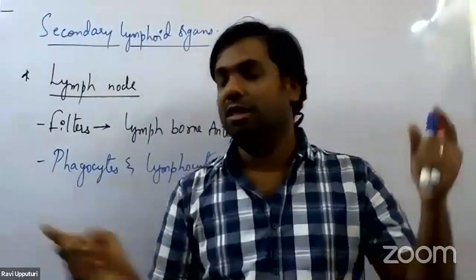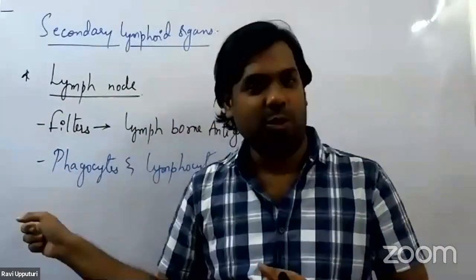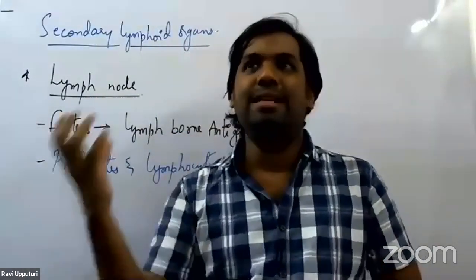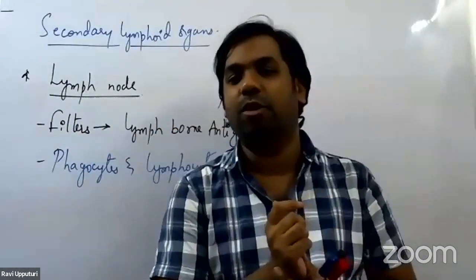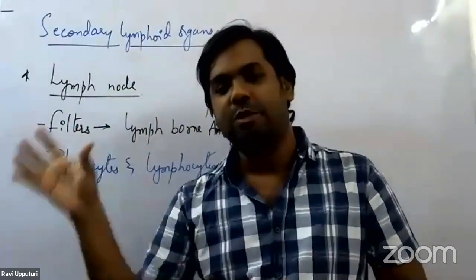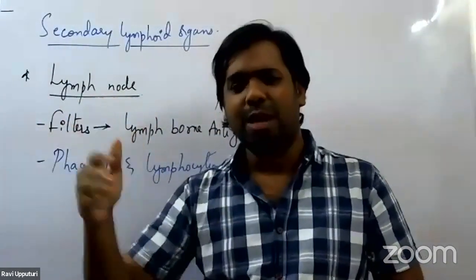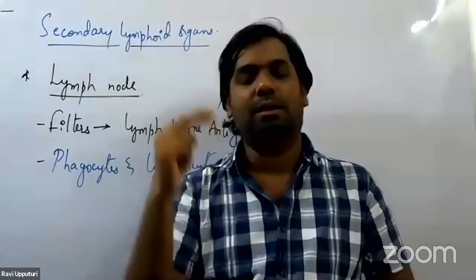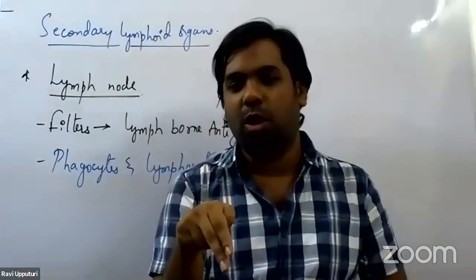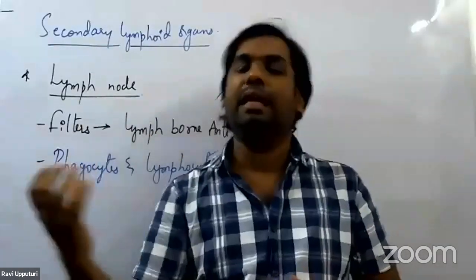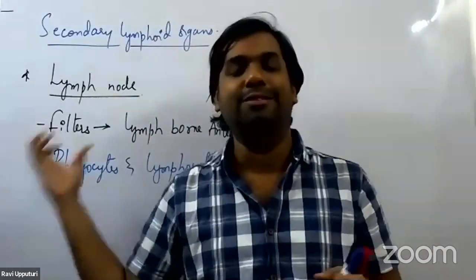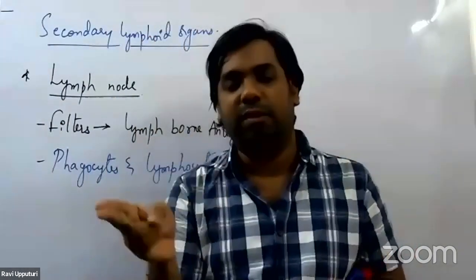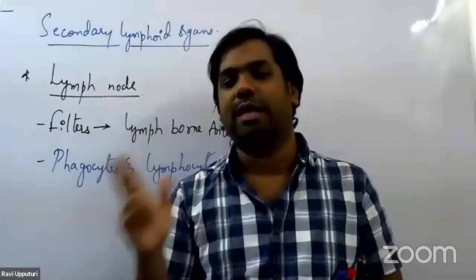What would happen? Since phagocytes are already there, APCs are already there, the APCs will first recognize the antigen. Once the APCs have recognized the antigen, then what would happen? The APCs would now start processing the antigens. Once they process the antigen based on the class 1 or class 2 MHC molecules, they would start presenting those particular processed antigens to the respective T cells, either T helper cells or T cytotoxic cells.